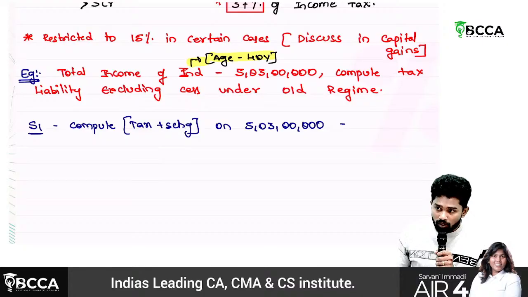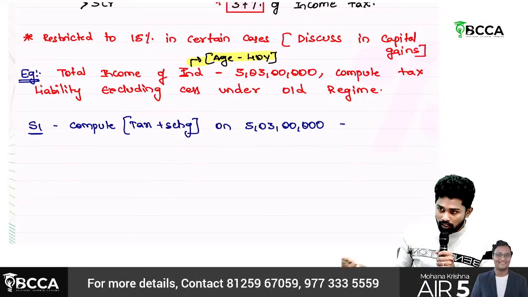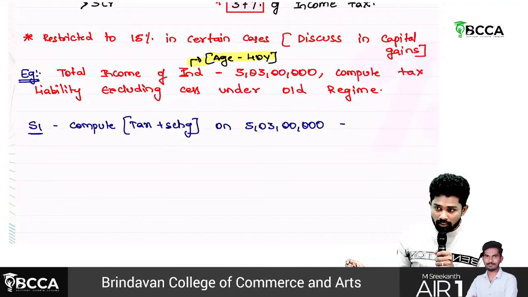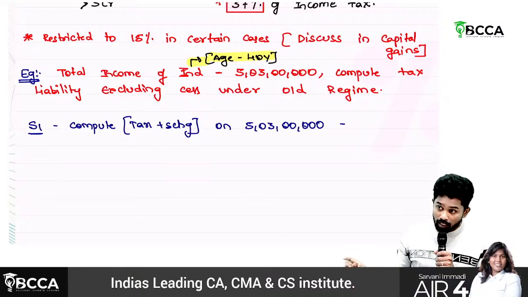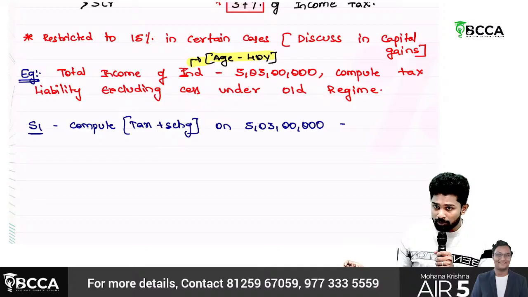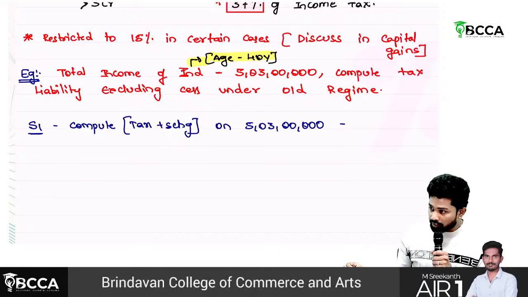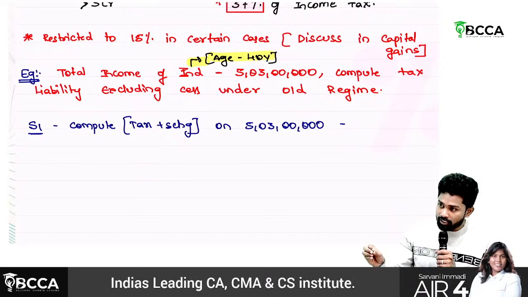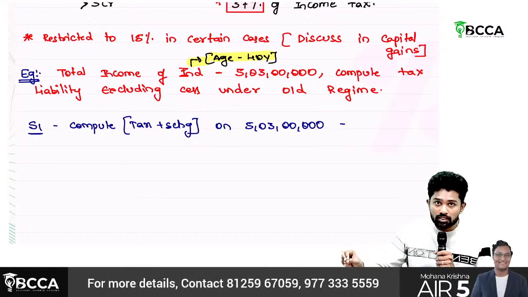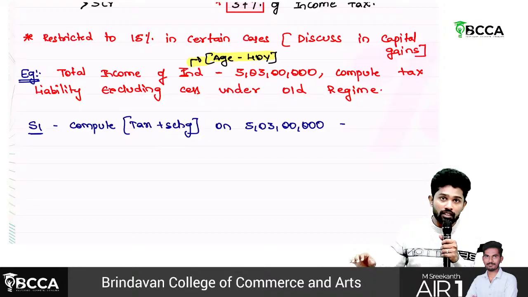5 crore 3 lakhs. How do we calculate? Remove 10 lakhs separately. So 4 crore 93 lakhs into 30% plus 1,12,500. On that again we need to apply surcharge at what rate? What is the surcharge rate applicable? 37%. So simply do it. Take your time and solve. Don't follow others' answers, just try on your own. If you don't try, you'll never get it.